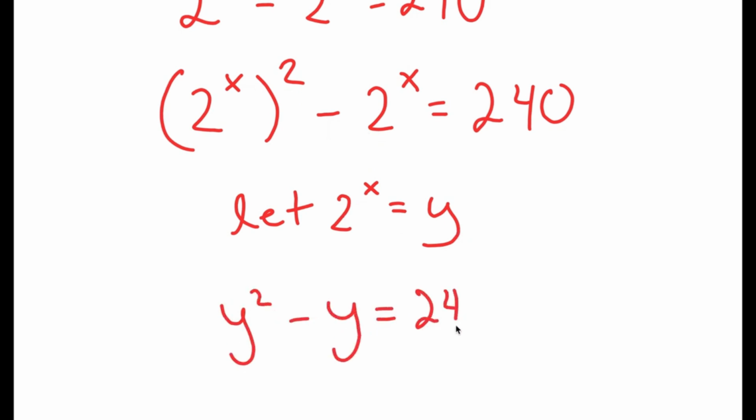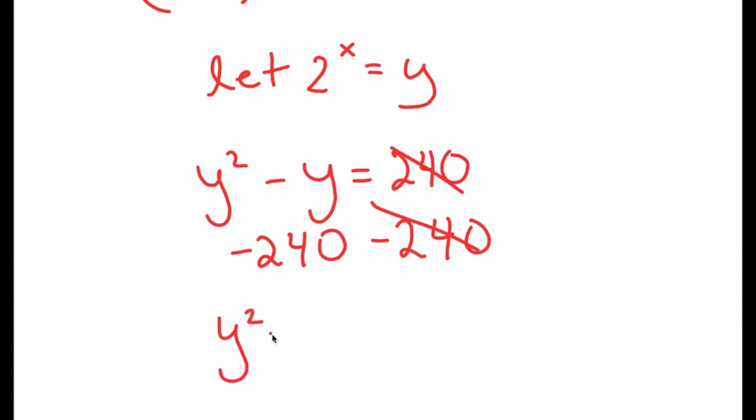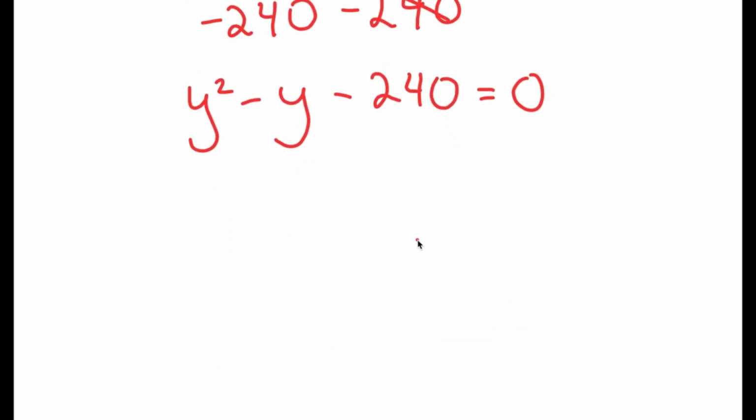So if I substitute in y for 2 to the power of x, I get y squared minus y is equal to 240. And now I can subtract 240 on both sides. So these two cancel out and I get y squared minus y minus 240 is equal to 0. So what I have here is a quadratic equation.